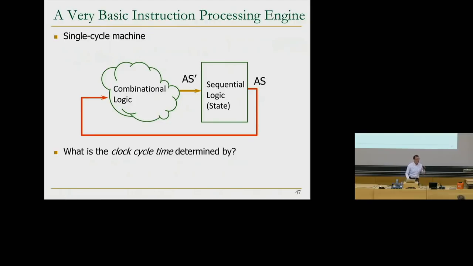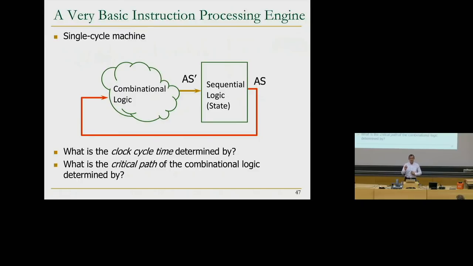So you should start thinking about what the clock cycle time is determined by. We've seen this in lectures before, timing and verification, for example. How long does it take? The maximum combinational logic delay plus the setup time plus the hold time of the sequential logic. That's your clock cycle time. And that should be determined by the longest instruction to execute, right? What is the longest delay that you have over here? The critical path is determined by the critical path of the combinational logic plus the setup and hold times. What is the critical path of the combinational logic determined by?